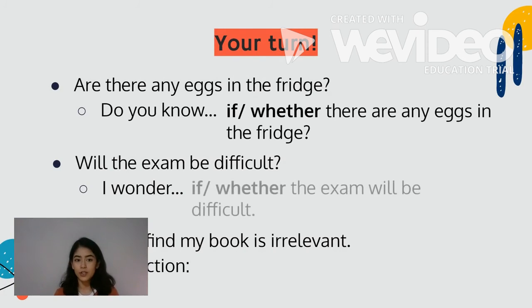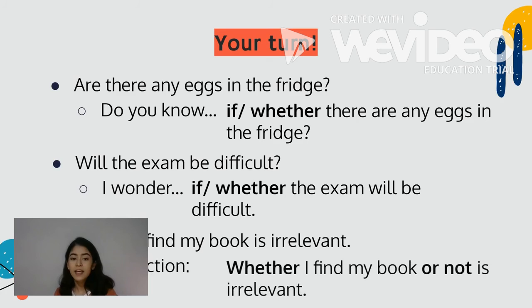Now it's your turn. Here are some sentences and they are halfway done, so you just have to complete them. I'm going to read the sentence to you and you're going to try to think about the answer. Are there any eggs in the fridge? I'm going to give you a little time so you can think about the answer to this one. And the answer could be, do you know if or whether there are any eggs in the fridge?